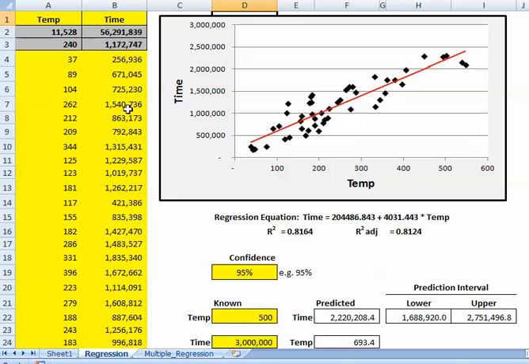The inference space here is temperatures of somewhere, we'd have to look down here in the temperature range. What I'm looking for is the range, but it looks like maybe 37 is the lowest temperature, and somewhere in the 550 range is the maximum temperature. These models are good for inferences and prediction between those two extremes of temperature, but be very careful when you try to extrapolate beyond the inference space, which is the range of the temperature data. And that's it for regression.